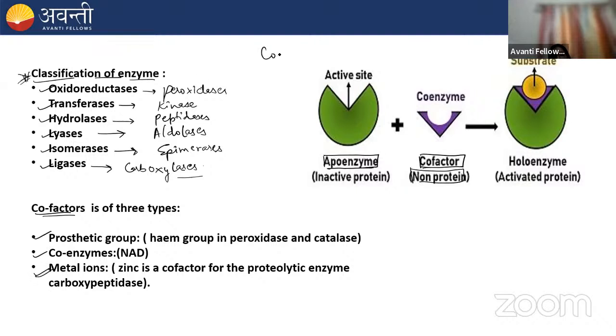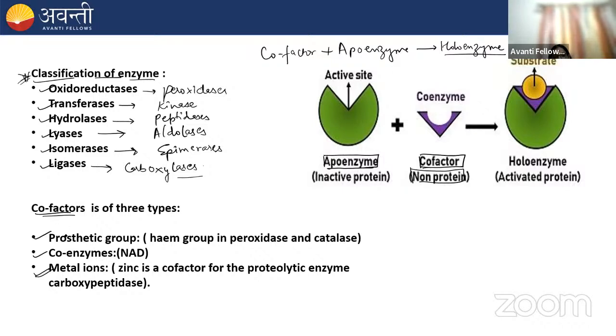Okay, so cofactor plus the apoenzyme, which is the protein part of the enzyme, will result in a holoenzyme. And this holoenzyme is biologically active. Remember, the apoenzyme alone is biologically inactive. Once the apoenzyme binds with the cofactor, which is a non-protein part, it leads to the formation of a holoenzyme, and that holoenzyme is biologically active.